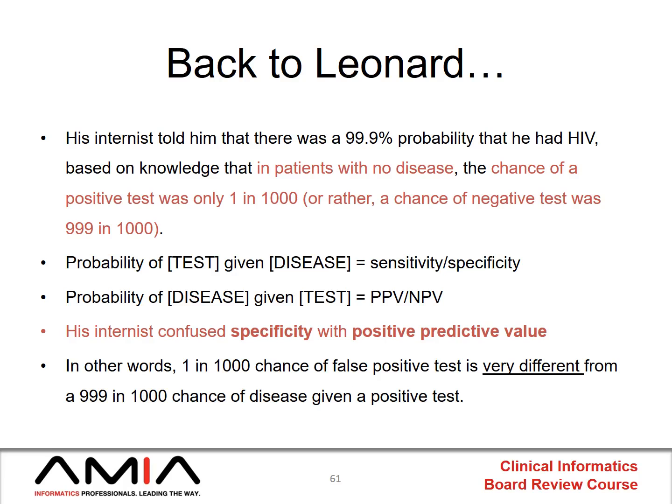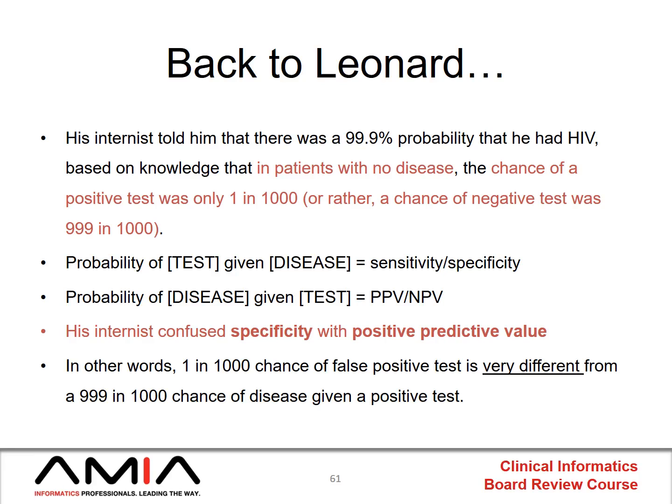So back to poor Leonard, the author whose internist told him that there was a 99.9% probability that he had HIV, based on this thing that his doctor had read that said that in patients with no disease, the chance of a positive test was only 1 in 1,000. Or rather, he was saying the chance of a negative test was 999 in 1,000.